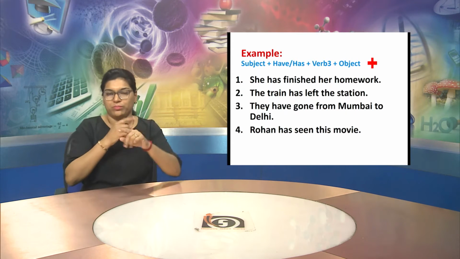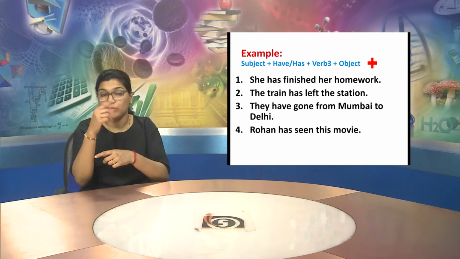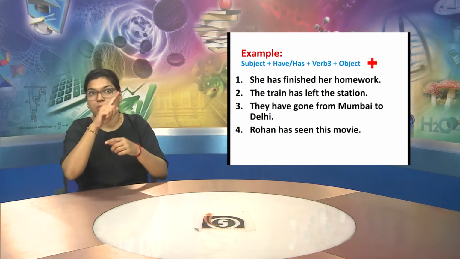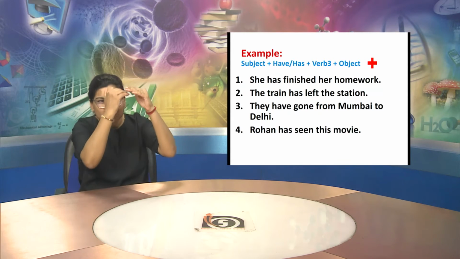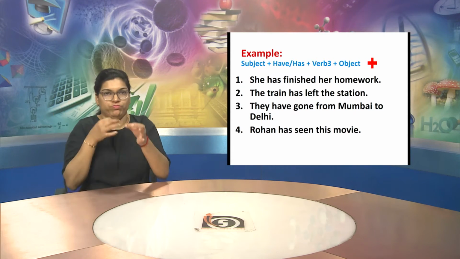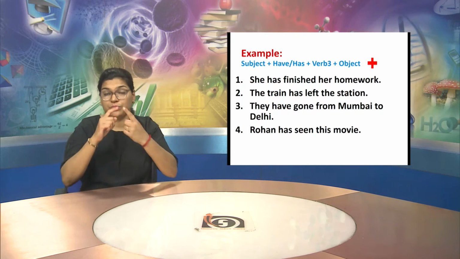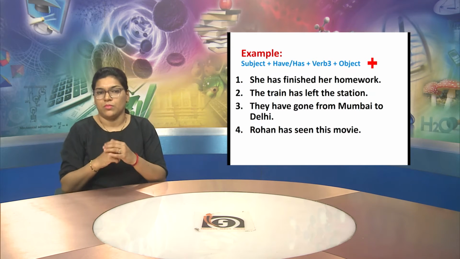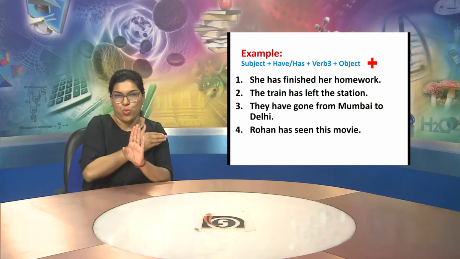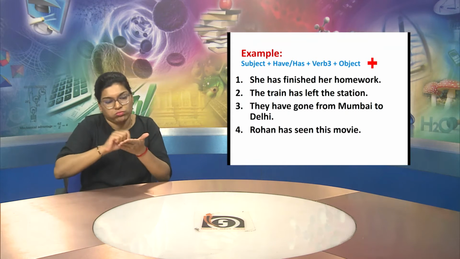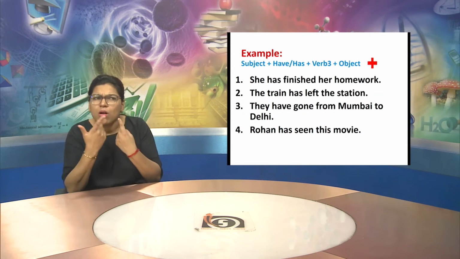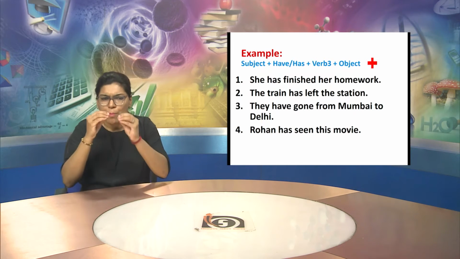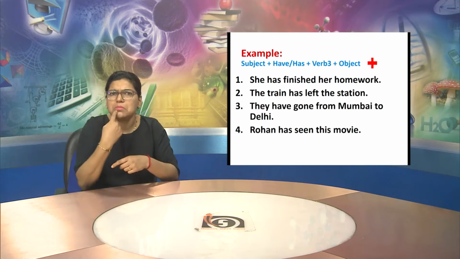Now, we can see these examples. These are the positive sentences. So, we would be now concentrating on the positive statements. The syntax is given in the blue color and the examples are in black color. The first example indicates she has finished her homework. See, finished means the work has recently been done. While in conversation, we say that she just recently completed her work.